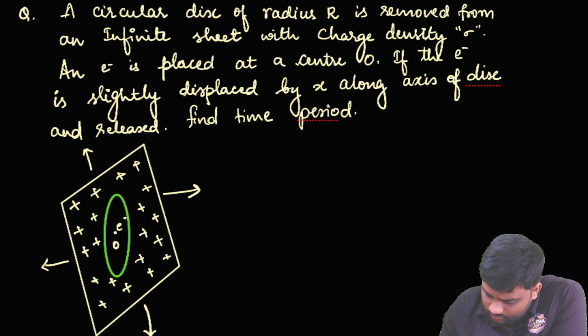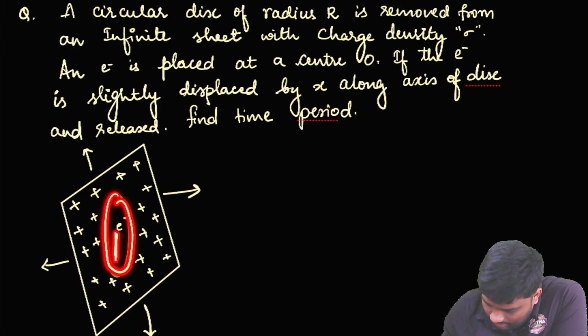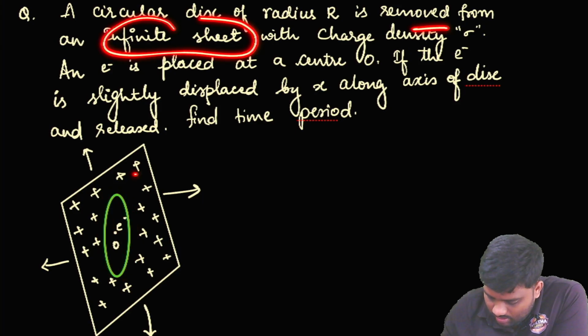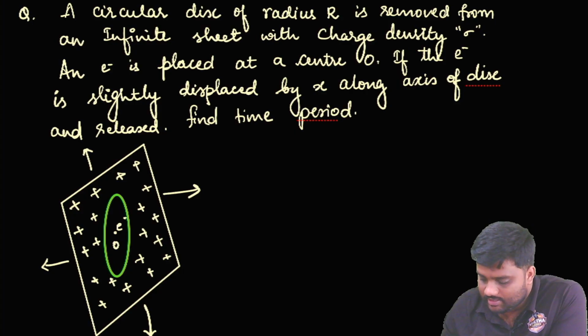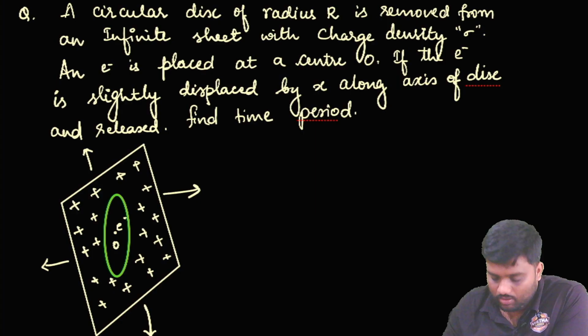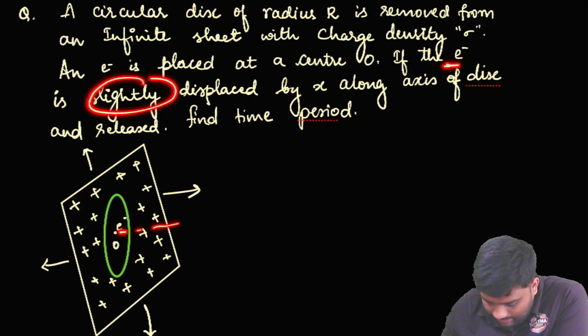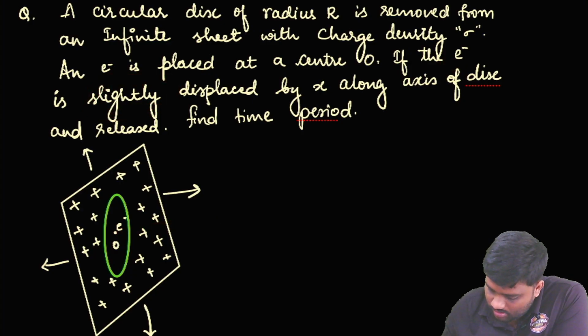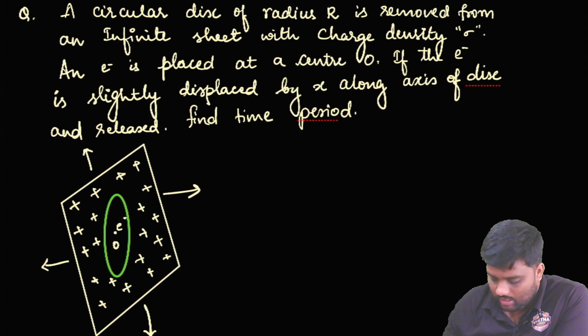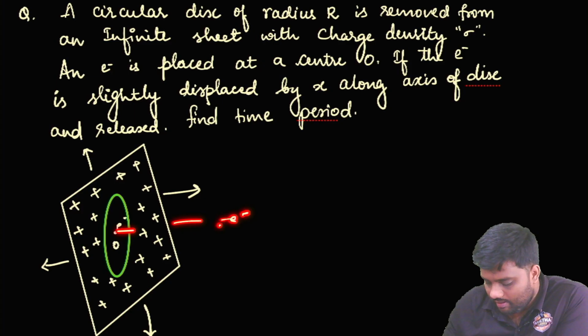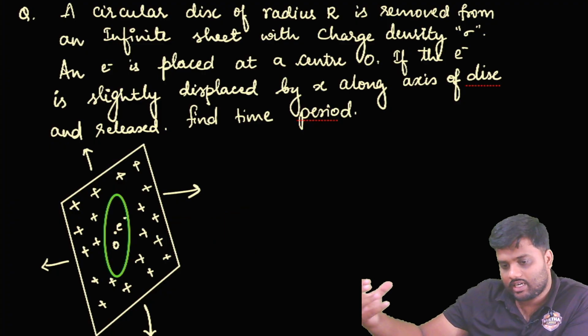So here there is a circular disk of radius r. This is the circular disk of radius r removed from an infinite sheet. From this infinite sheet having the charge density sigma, it is taken out. There is an electron placed at the center O. If the electron is slightly displaced by x along the axis of this disk and released, ಇಷ್ಟು ದೂರ ಎಲೆಕ್ಟ್ರಾನ್ ನ ತಂದು ಇಟ್ಬಿಟ್ರೆ ಎಲೆಕ್ಟ್ರಾನ್ is going to get some sort of force in this direction. So it started coming here.